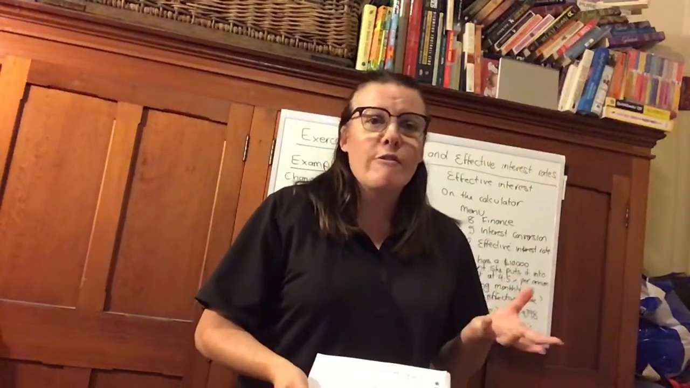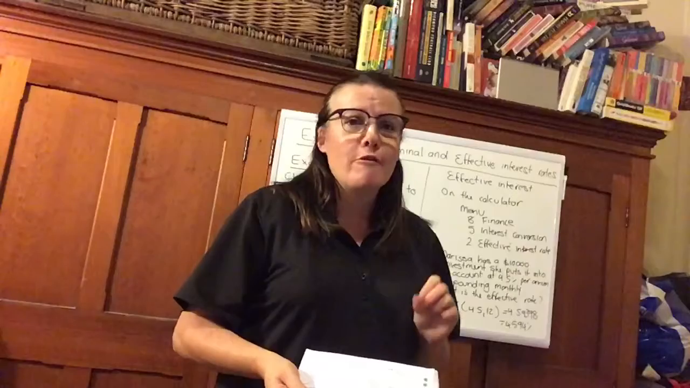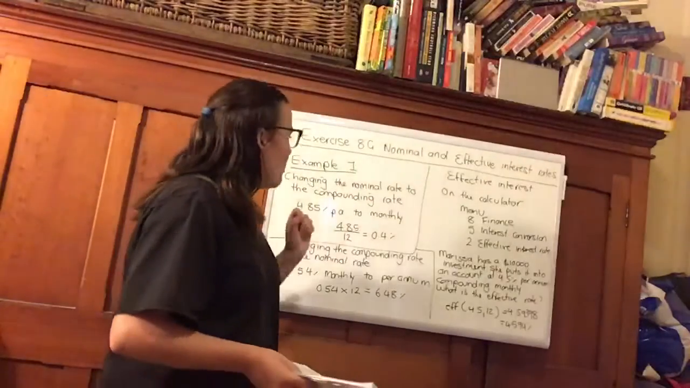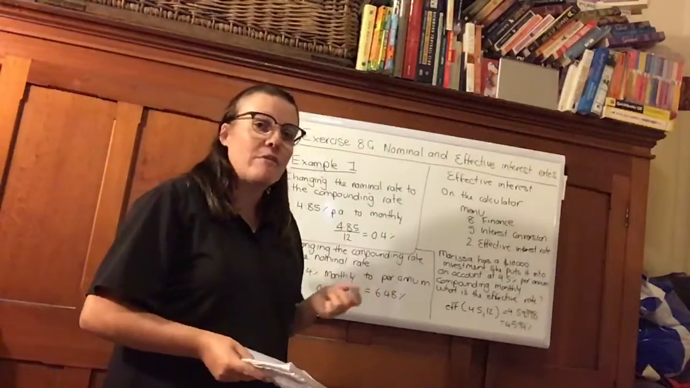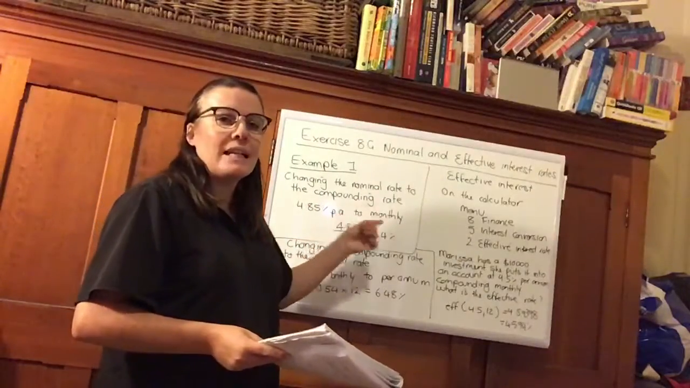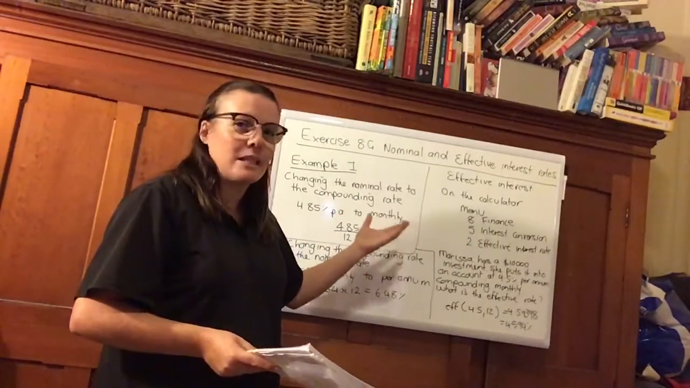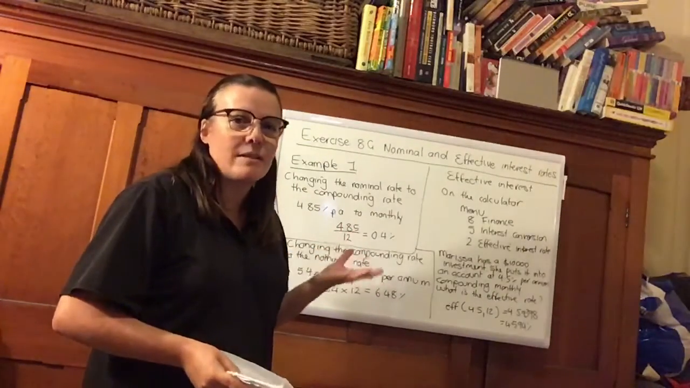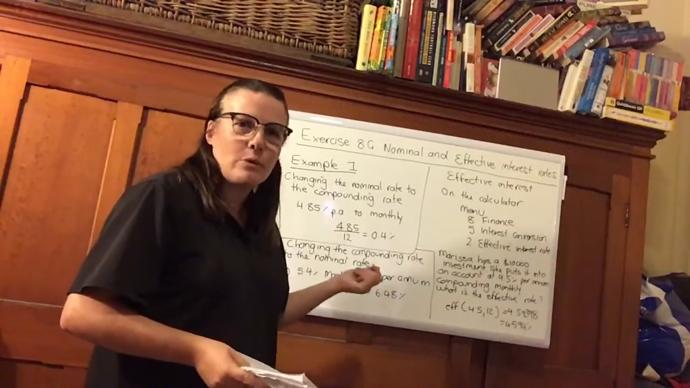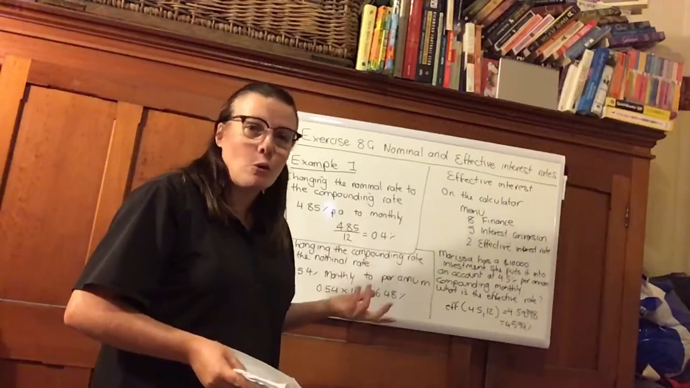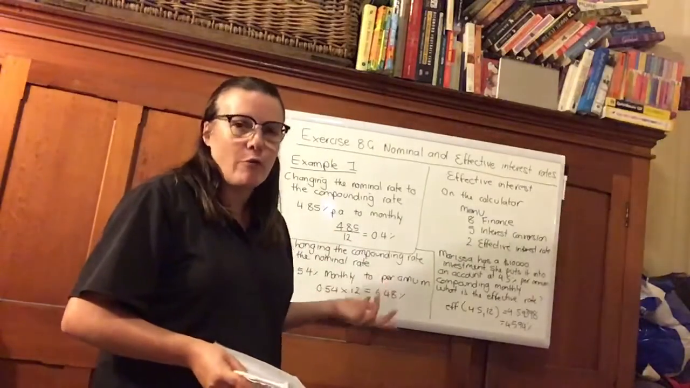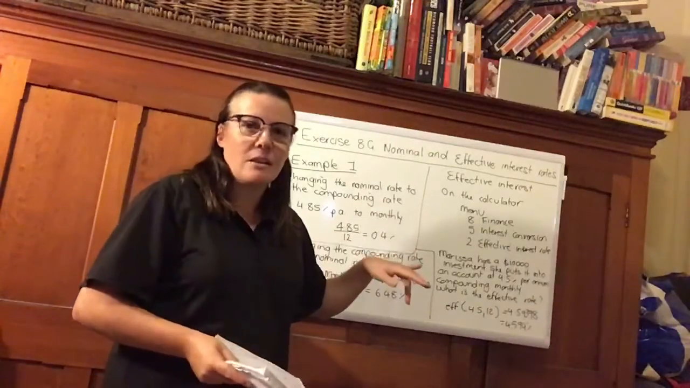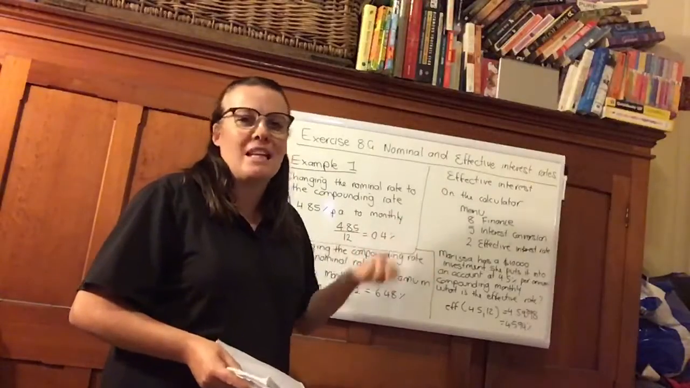Okay, so one of the first skills you need to have is to be able to move between nominal and compounded rates. So the first example that we're going to look at is if we have 4.85% per annum and we need to change that to monthly. Straight up, it's pretty simple. You do 4.85 and you divide it by 12 because there are 12 months in the year. If this was an example that we were talking about for quarterly, there are 4 quarters in a year, we would be dividing by 4. So the compounding rate is 0.4%.